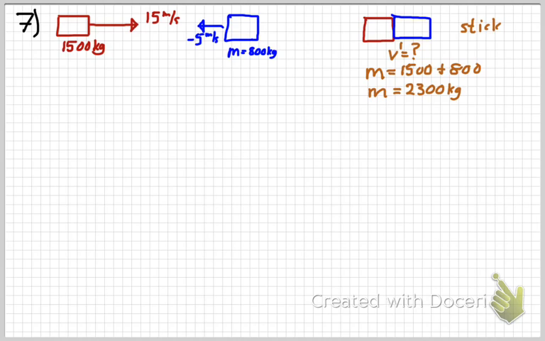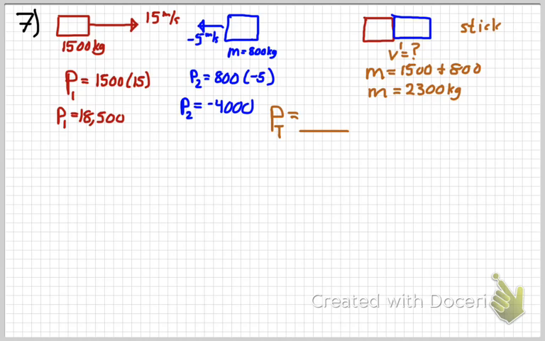So what we need to do is use conservation of momentum to figure out what the total momentum of this system is. Remember, that's the key thing that you need to always find first. What is the total momentum? So that means we need to figure out the momentum of our objects before the collision and simply add them up. So the momentum of the first car, mass times velocity, is 18,500. The momentum of the second car, mass times velocity, is negative 4,000. When you add those 2 together, remember, make the blue one negative, you get 14,500 kilogram meter per second.